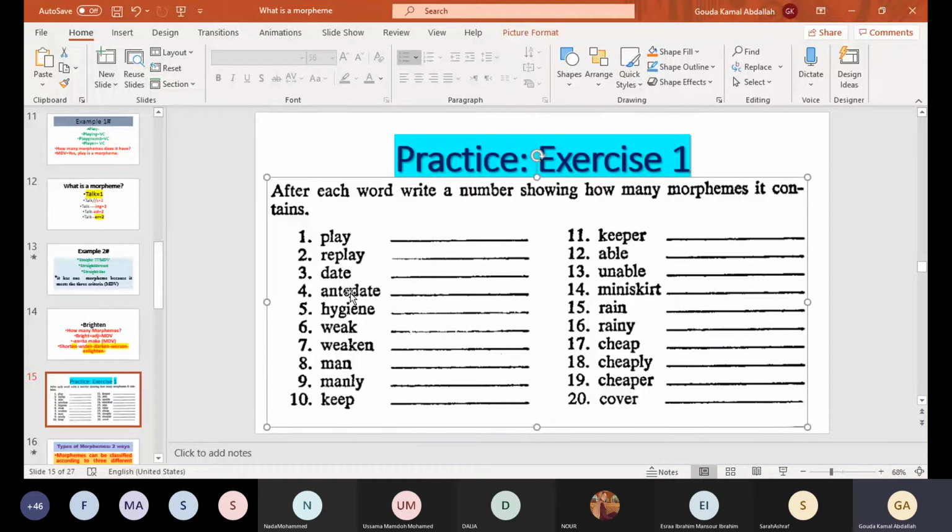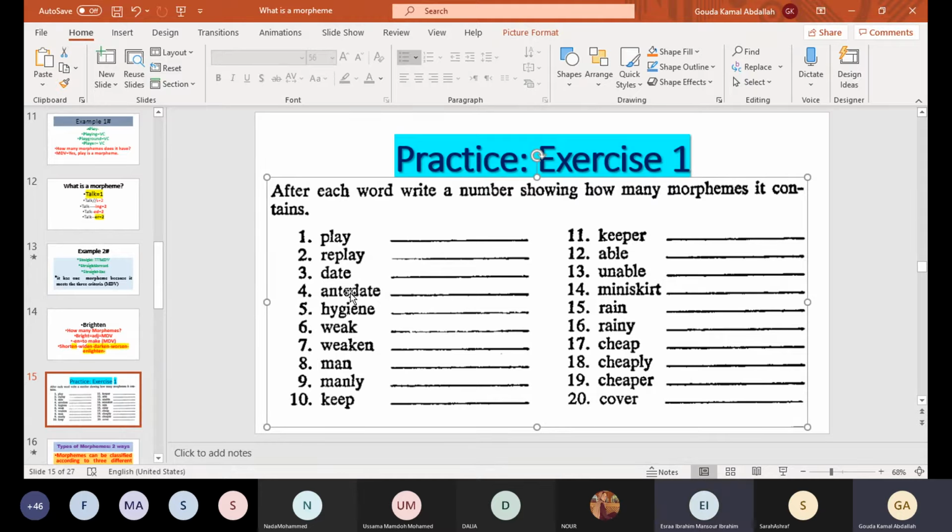Number 5, hygiene. One morpheme. Yes, it's only one morpheme. It's originally a Latin word, so it's only a one morpheme word. It cannot be divided, and it has a meaning. It has the meaning of personal cleanliness, to keep clean when it comes to your clothing, your eating, and your every daily activity. And then we have number 6, week.